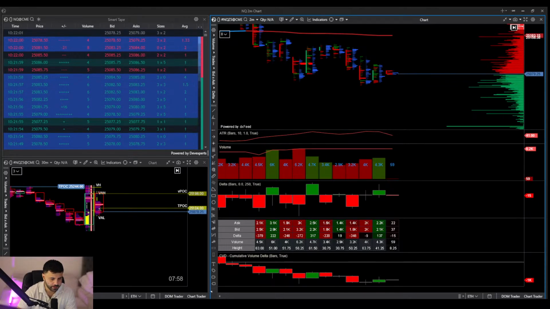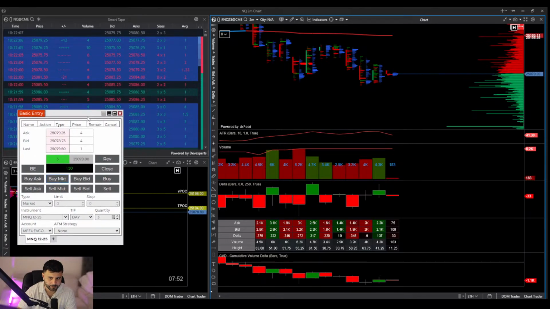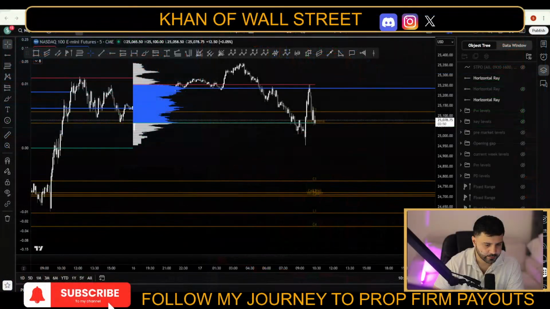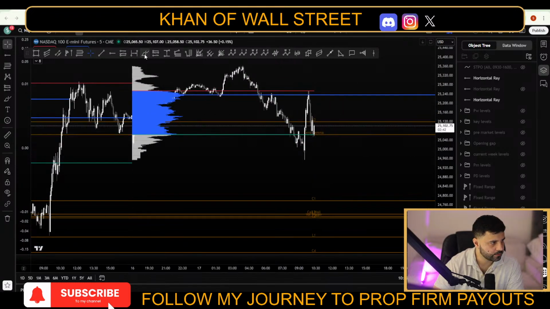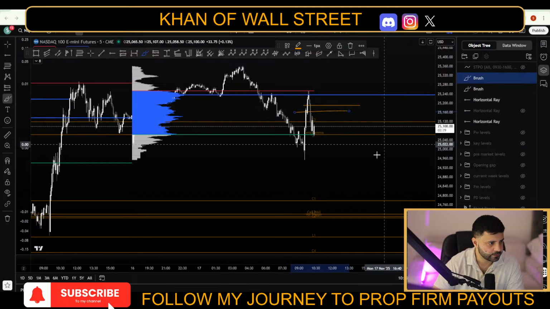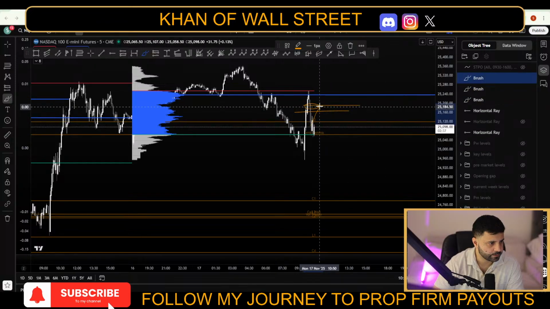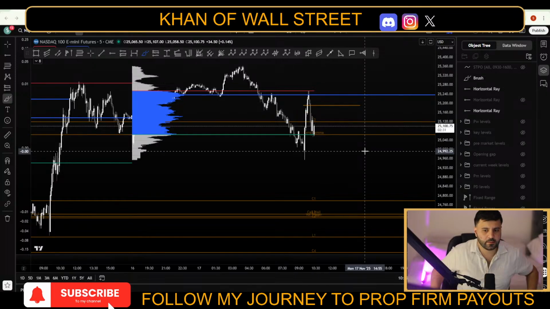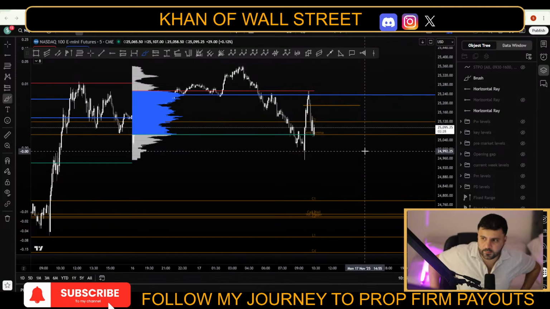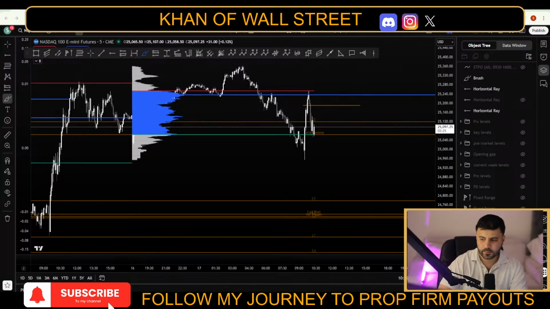Yes, I'm just hoping for a rally back into the fair value gap. Just hoping for a rally from here to fill this imbalance. That would be a really nice win. Let's see if they give it to us though. Delta's stepping in. A lot of delta is stepping in.